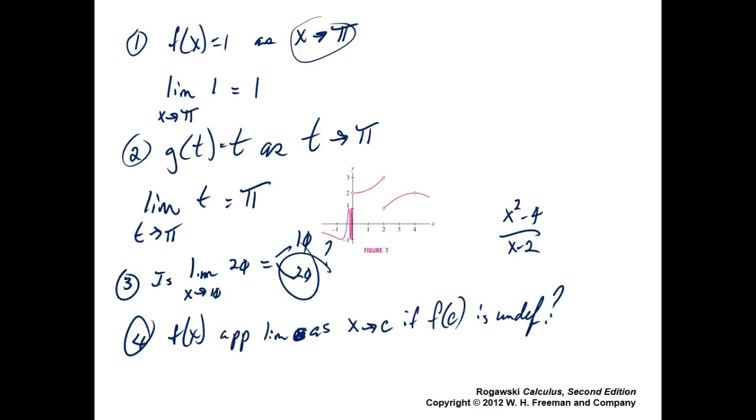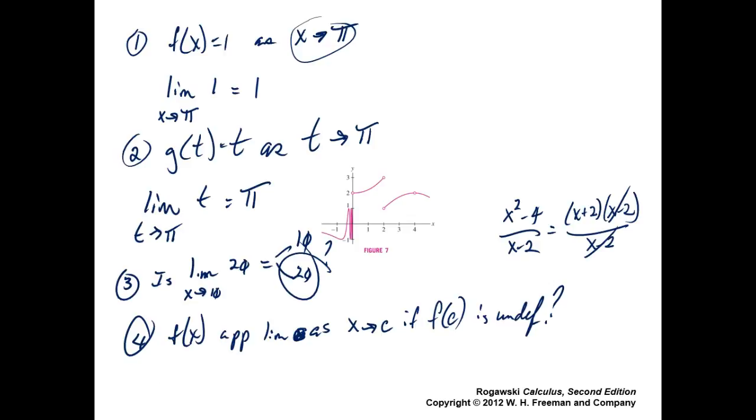The little trick I showed you. What's your F word? Factor. (x plus 2)(x minus 2) over (x minus 2). These go out, and as x approaches 2, what do you have? That thing is equal to 4.